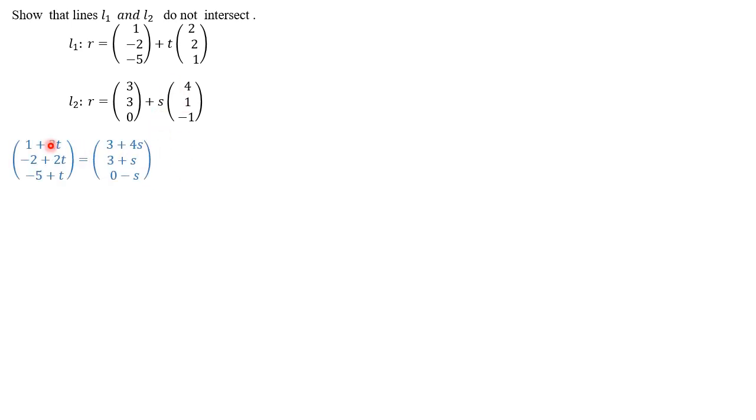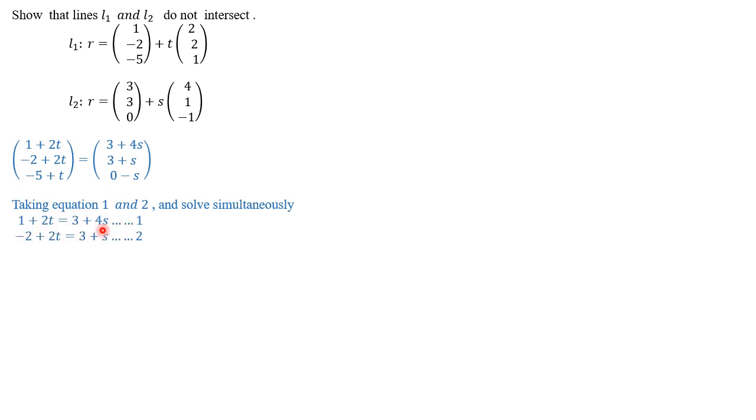So in column form, this is the first line: 1 plus 2t, minus 2 plus 2t, then minus 5 plus t, is equal to the second line: 3 plus 4s, then 3 plus s, then 0 minus s. All right, so now we can take two of the equations, then we solve them simultaneously to solve for t and s, then we test for consistency, right? So we are taking equations 1 and 2 and solving simultaneously.